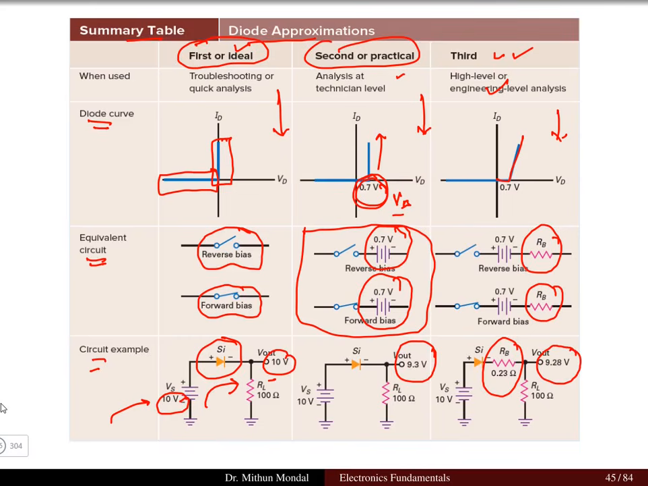So these voltages, 10 volt, 9.3 volt and 9.28 volt, depending upon the ideal condition or the practical condition of the diode, remain very close, and hence it doesn't make much difference in the answer. But still, depending upon the condition, we have to opt for one of these.